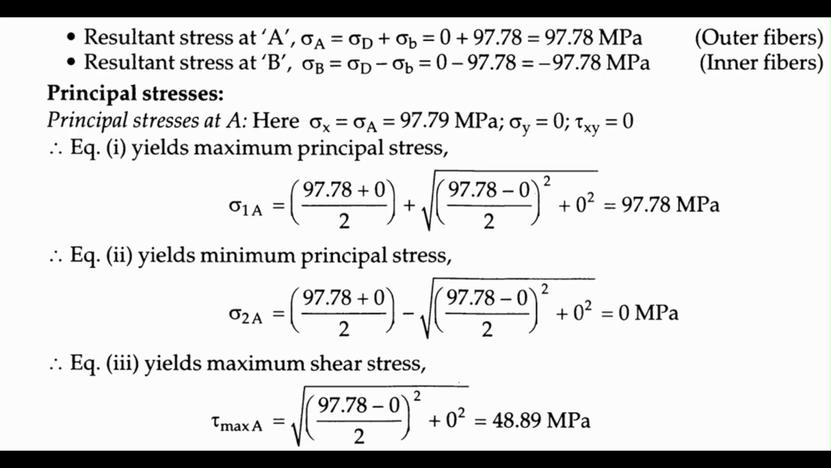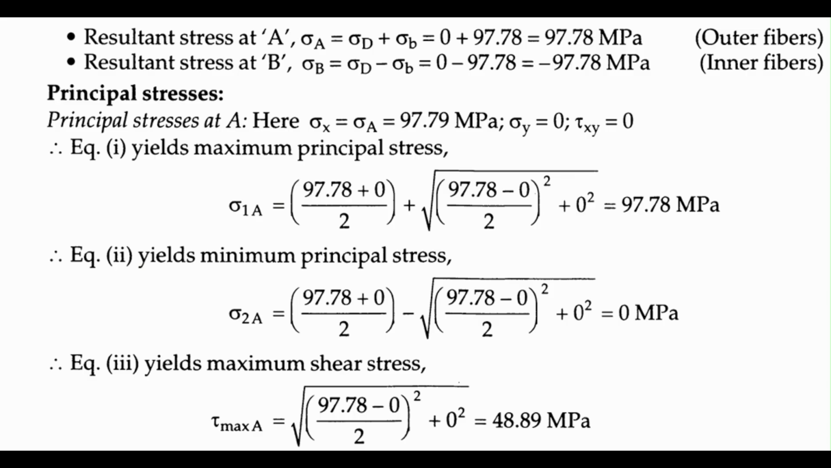So the maximum principal stress uses the same formula, just like axial stress. You just substitute and you get sigma 1A. I have to give another notation because I have taken the resultant stress. Okay, sigma 1 is 97.78, while the minimum would be 0.